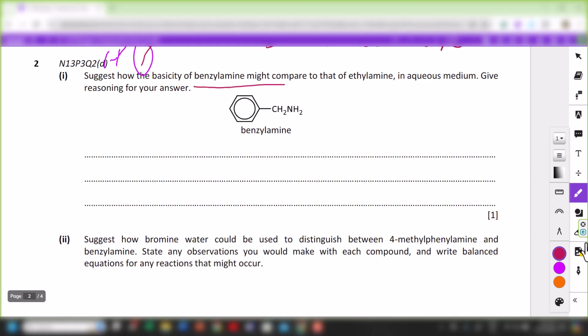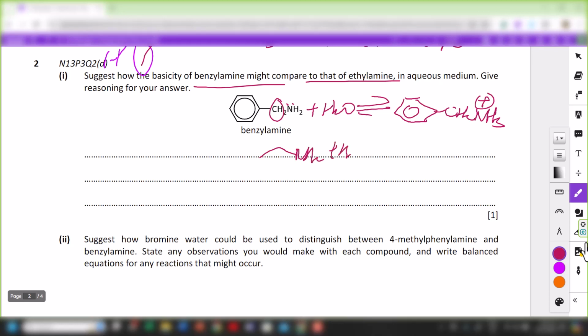Explain how the basicity of benzylamine will be compared to that of ethylamine. Some of us might be tempted to say that for benzylamine, the lone pair delocalizes into the phenyl ring. That is wrong, because there is a CH2 over here. So what you want to discuss is the extent of ionization. Let's look at how this is ionized, CH2NH3+, and of course for ethylamine, we are looking at the same thing, equilibrating to give NH3+ plus OH minus.